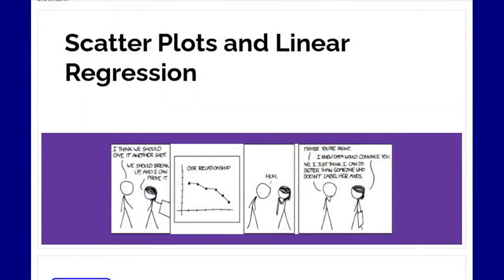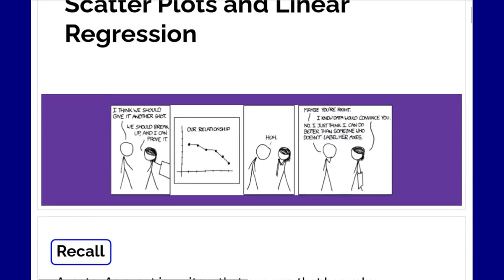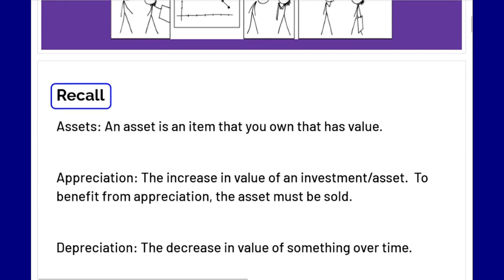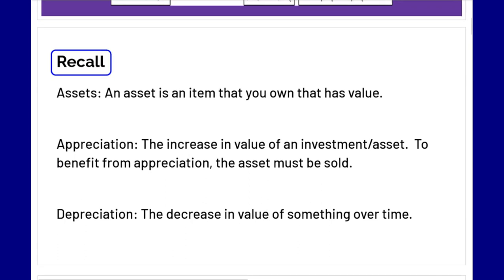In today's lesson, we are going to be looking at scatterplots and linear regressions. So just some things to recall, just some definitions, because we are going to be incorporating again the finance into this data lesson. So assets are an item that you own that have value. Appreciation is the increase in value of an investment or asset, and depreciation is the decrease in value of something over time. So we're going to be looking at appreciation and depreciation when we create our scatter plots.